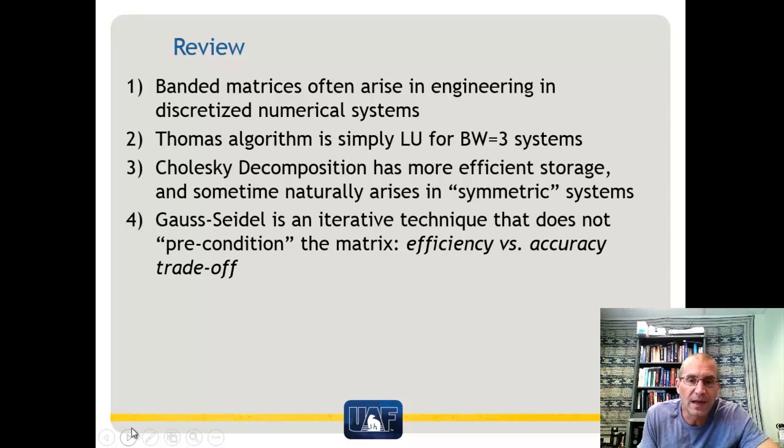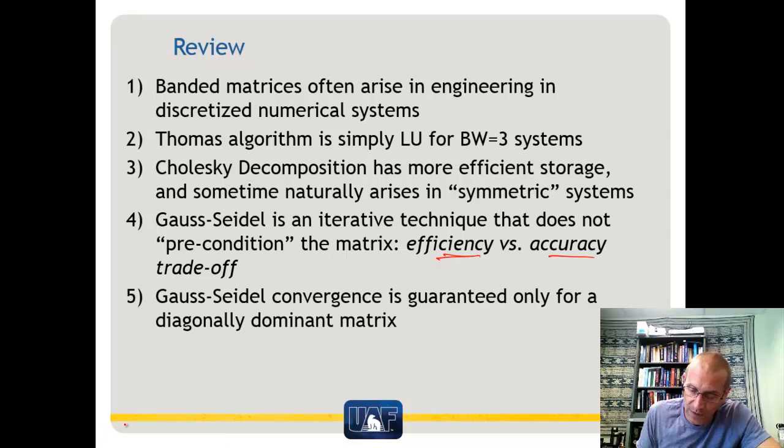We saw that Gauss-Seidel is an iterative technique. It doesn't precondition the matrix, so we don't do our elimination steps. This is more or less an efficiency versus accuracy trade-off. We lose some efficiency, but we end up with a more accurate solution because we haven't modified A overly much. And then we also saw that Gauss-Seidel convergence is guaranteed only for a diagonally dominant matrix. It can converge if it's not diagonally dominant, but if you want to guarantee it, it needs to be diagonally dominant.